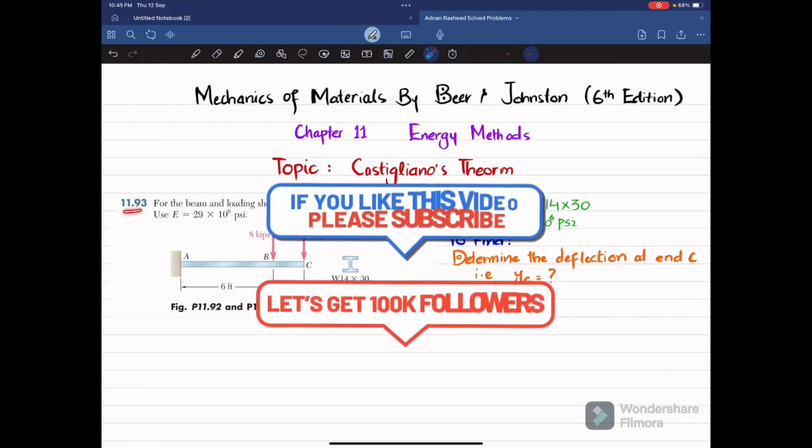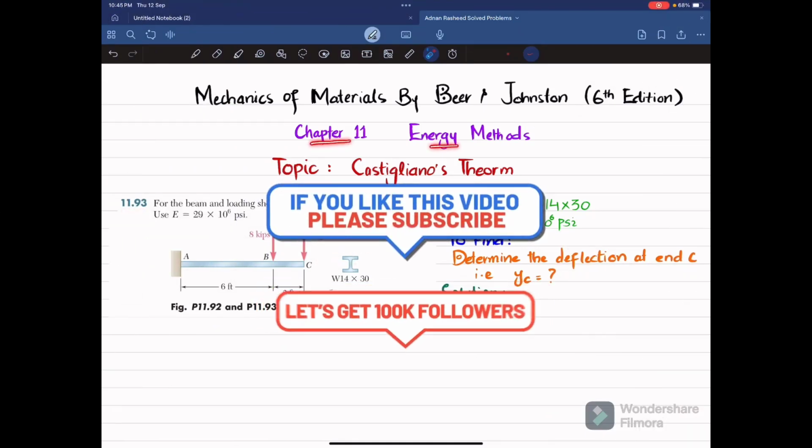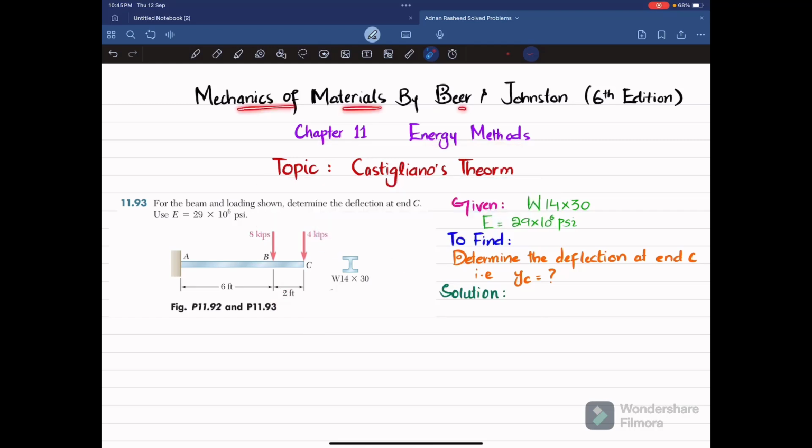Welcome back. Problem 11-93. This problem is taken from chapter number 11, Energy Methods, and book name is Mechanics of Materials by Beer Johnston, 6th edition. And the topic that we are covering is Castigliano theorem. So statement is for the beam and loading shown, determine the deflection at end C, use E is 29 into 10 to the power 6 psi.